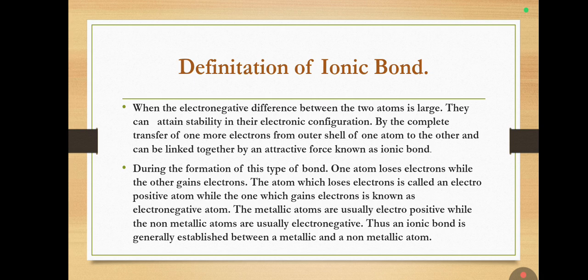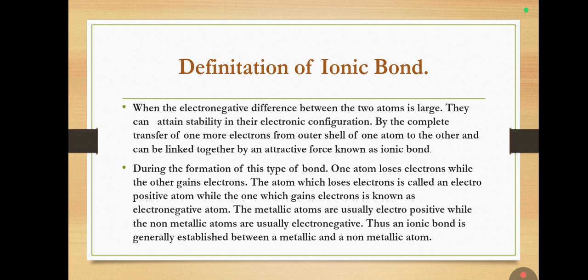When the electronegativity difference between the two atoms is large, they can attain stability in their electronic configuration by the complete transfer of one or more electrons from the outer shell of one atom to the other, and can be linked together by an attractive force known as an ionic bond.